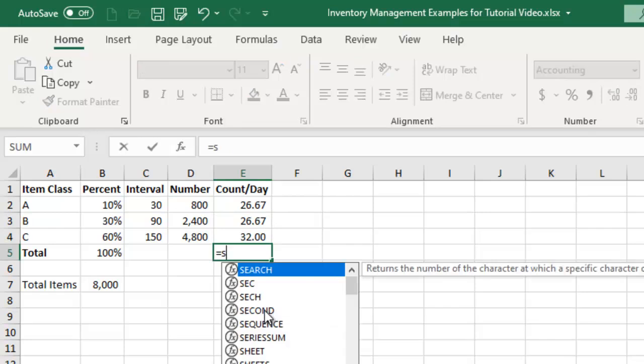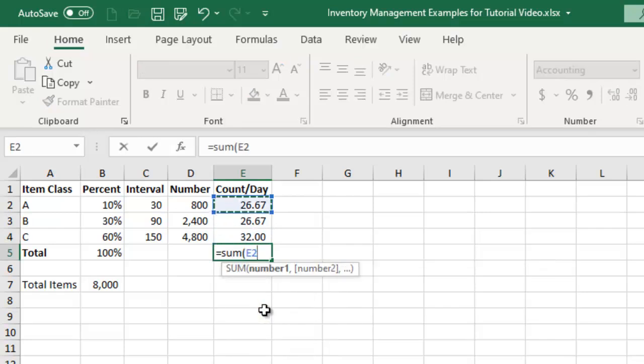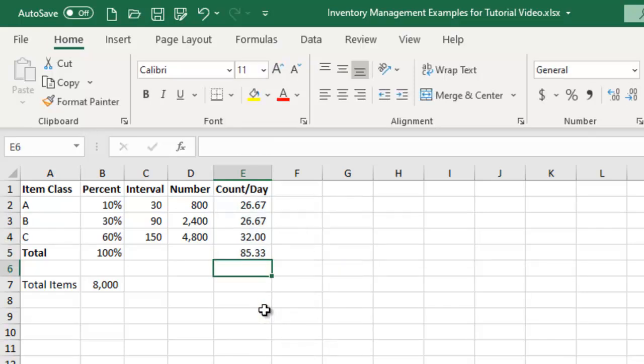We do the sum of this, and now we have a total of 85.33 items. Of course, we would round up in this case when we're counting, but again, this kind of tells us we would need to count 26 A items a day, or 27 B items, and 32 C items, 85 items a day, to cycle through our 8,000 items in inventory across the given intervals.